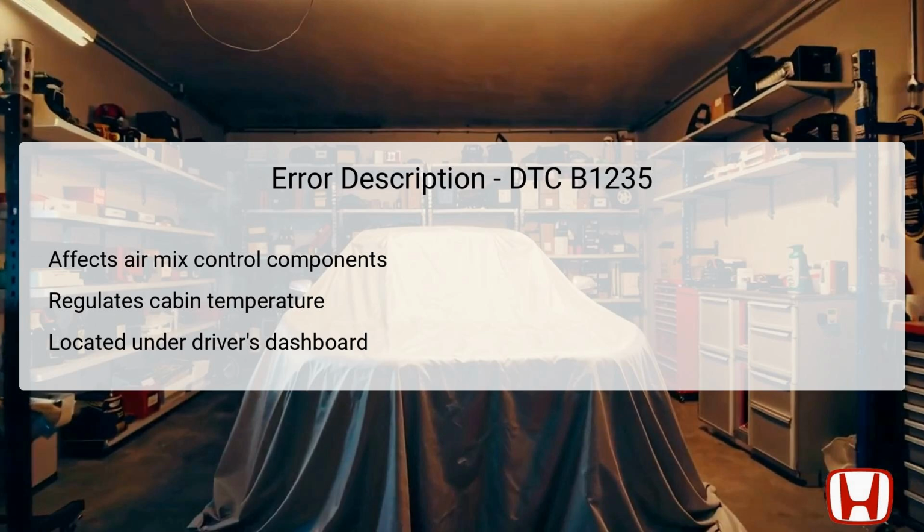The climate control system, where this component resides, is located under the driver's side dashboard, making it essential for technicians to be familiar with the layout of this area for effective troubleshooting and repair. Identifying the root cause of the error is a key step toward restoring full functionality to the climate control system.